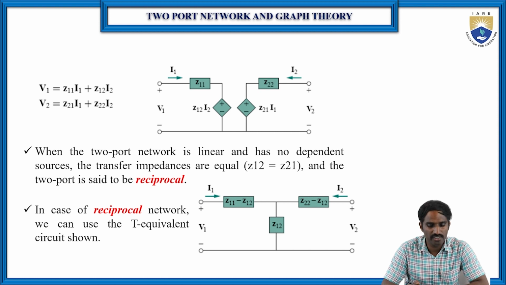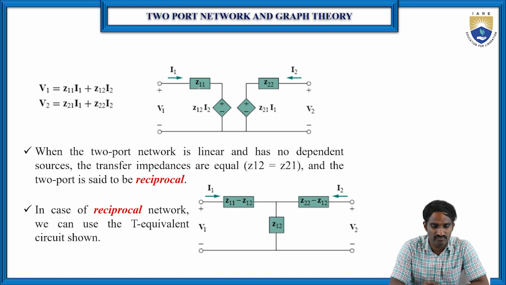Then we can draw the equivalent circuit for these open circuit parameters, the impedance parameters. Z11 refers to the input side and Z22 to the output side, while Z12 and Z21 are the transfer impedances from port 1 to 2 and 2 to 1. So we can draw the equivalent circuit like this. But when the two-port network is linear and has no dependent sources, the transfer impedances are equal, which means Z12 is equal to Z21, and the two-port is said to be reciprocal.